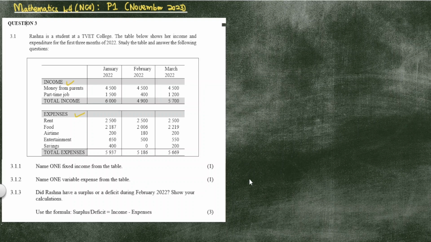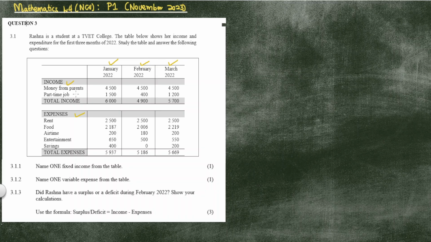related to 3.1. So Rashna is a student at the TVET college. The table below shows her income and expenditure for the first 3 months of 2022. Study the table and answer the questions. Now it's a 3-month period. Okay, this table is showing us 3 months for the year 2022, January to March. I'll study the income part for a moment.